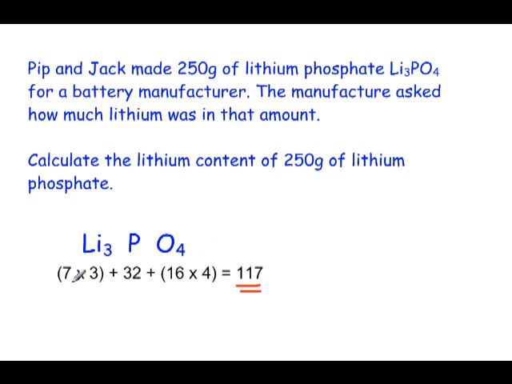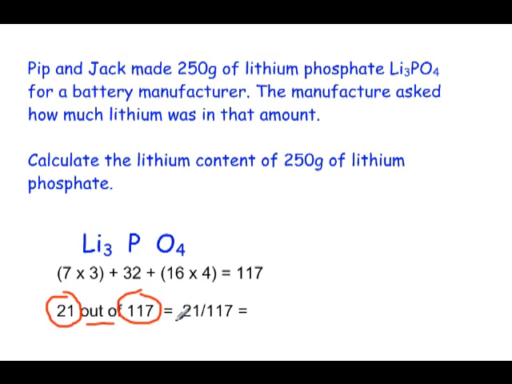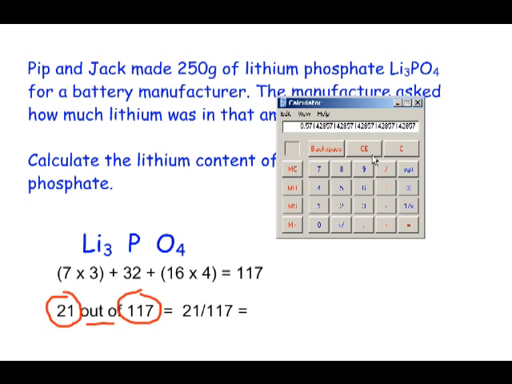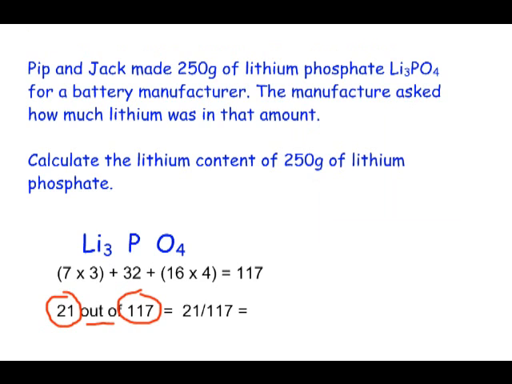So what is the contribution of lithium to that? Well, lithium contributes this amount, 21. So lithium contributes 21 out of 117. So it's that calculation again. It's 21 divided by 117. Calculator. 21 out of 117 as a fraction is 0.179, so we'll call that 0.18.